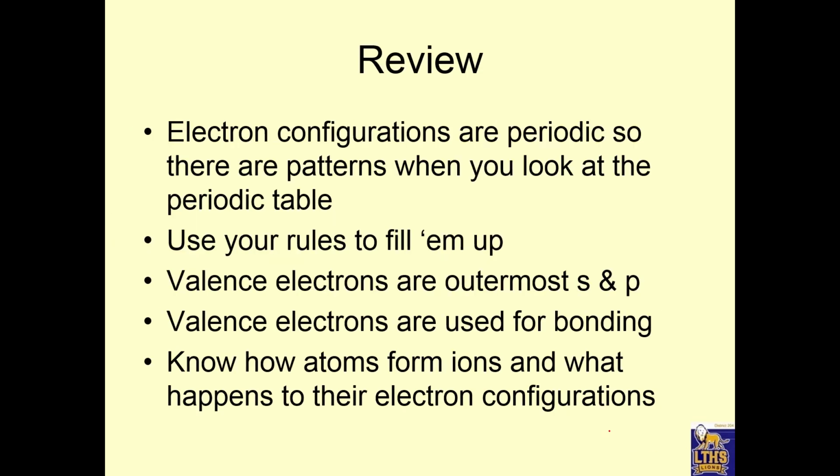Right? Here's a review. Electron configurations are periodic, so use your periodic table to help you use the rules to fill them up. Valence electrons are the s and p electrons. They're used for bonding, and then we can figure out how atoms form ions.